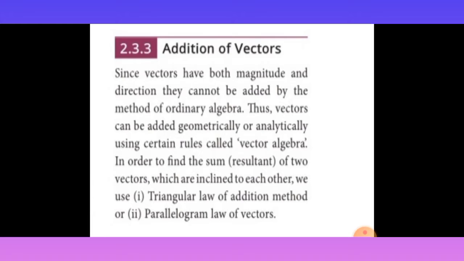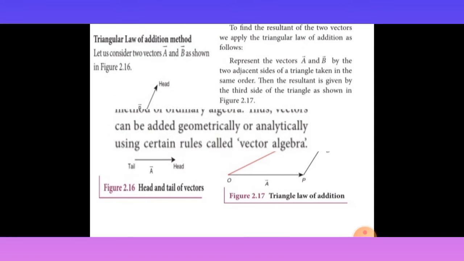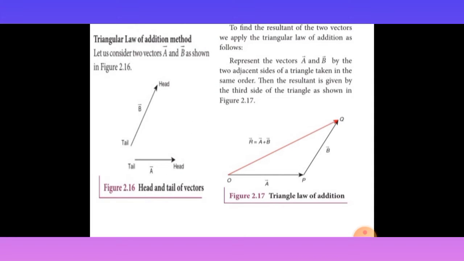In order to find the sum of two vectors which are inclined to each other, we use two methods: the triangular law of addition method and the parallelogram law of vectors. What are the methods? The triangular law of addition method and the parallelogram law of vectors. So first we are going to discuss the triangular law of addition method.